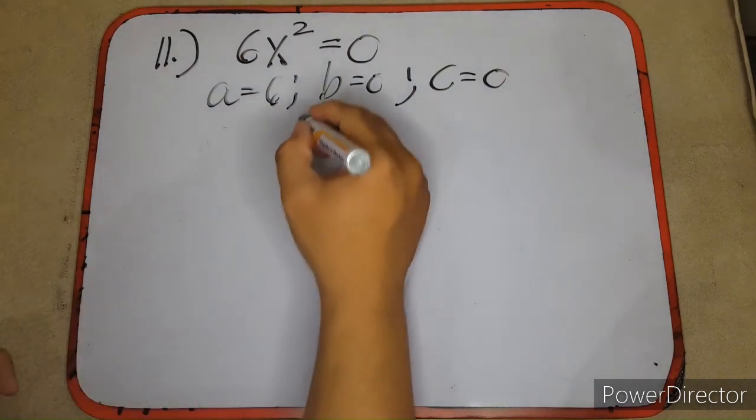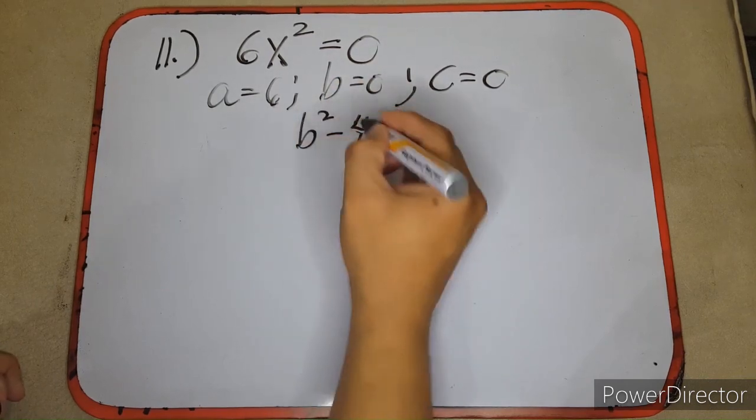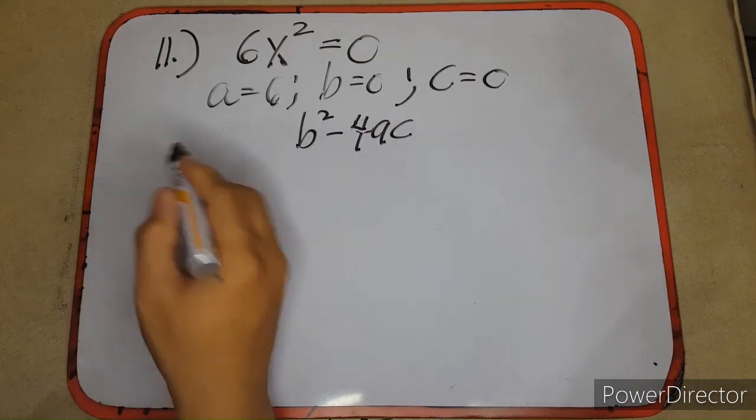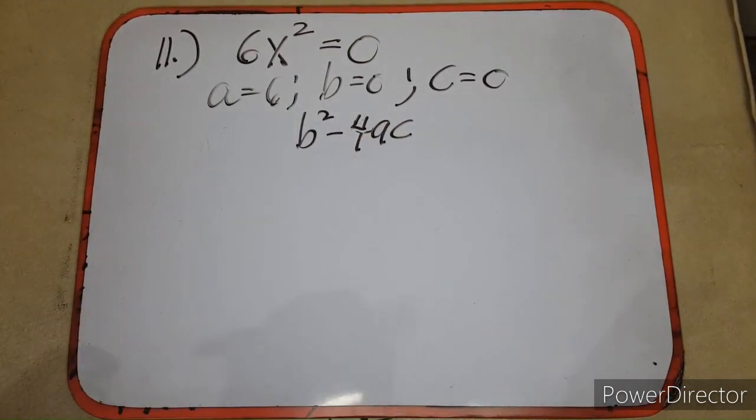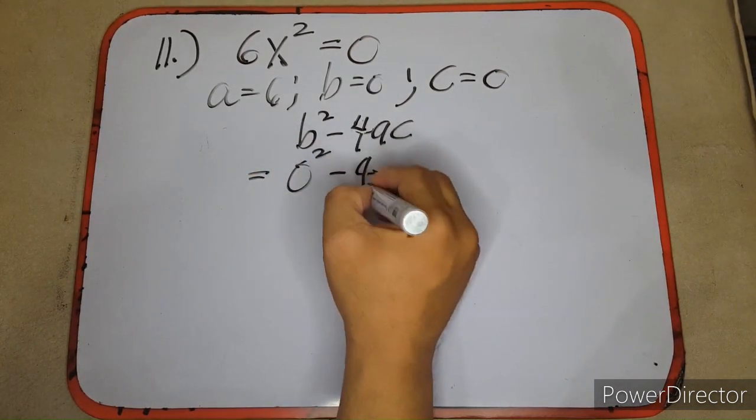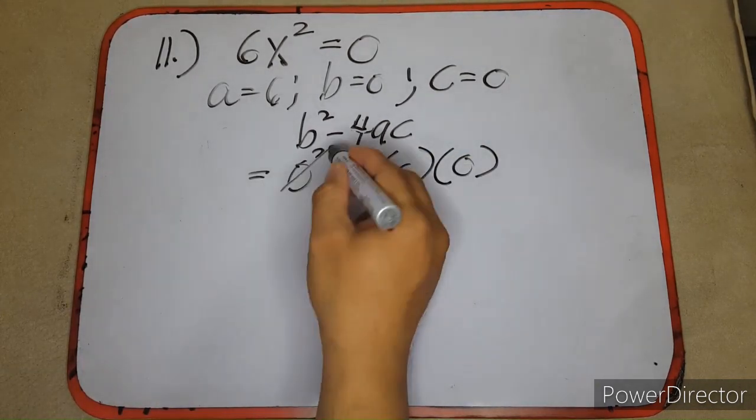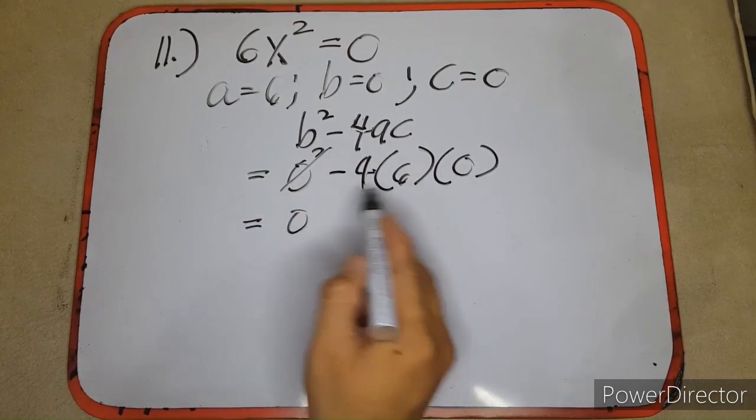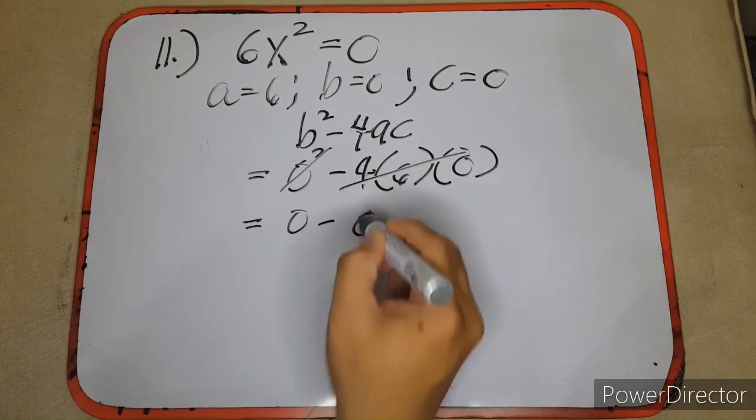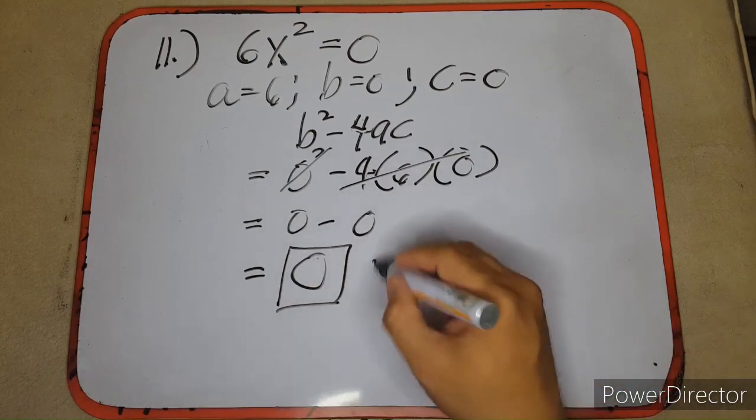Then using the expression b squared minus 4ac, let us determine the discriminant using the values of a, b, and c. By substituting it to the expression, then evaluate it. Then we'll have 0 squared minus 4 times 6 times 0. 0 squared, we know that it is 0. Then negative 4 times 6 is negative 24 times 0 is also 0. So 0 minus 0 is 0. And that 0 is our discriminant.